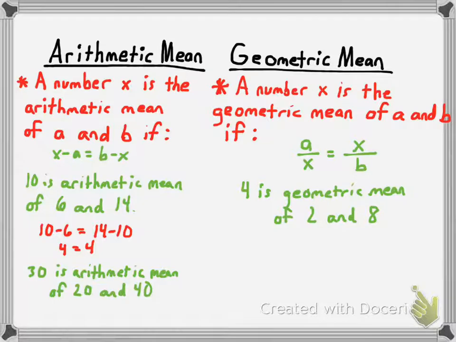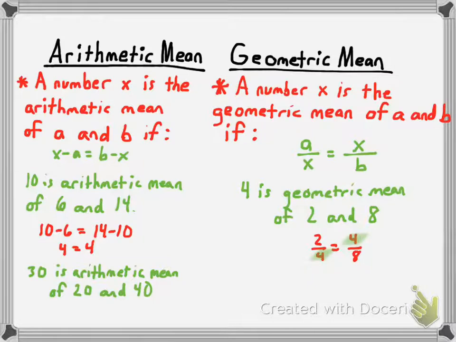But 4 is a geometric mean because this is true. The ratio of 2 to 4 equals the ratio of 4 to 8. Now the geometric mean is the one that got repeated in that proportion, right? So 4 is a geometric mean of 2 and 8. Both those ratios equal 1/2, don't they?